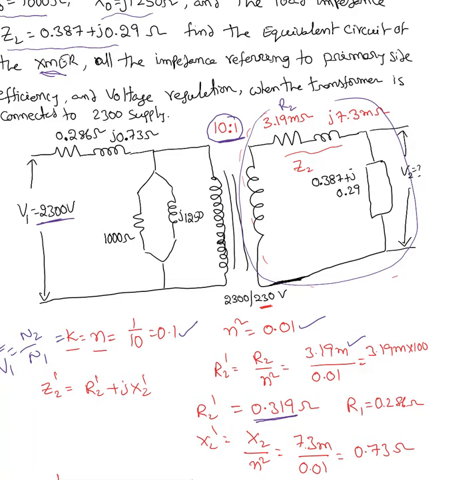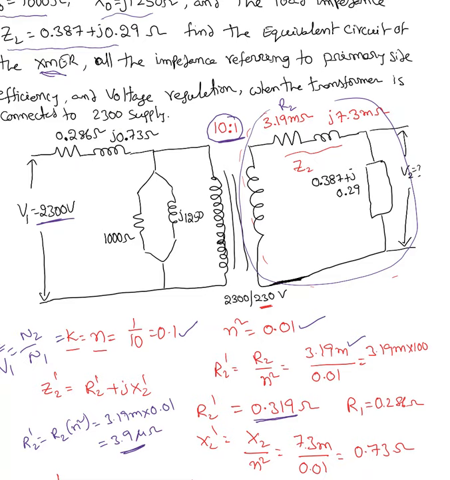Now I always get confused whether I multiply with N square or divide by N square. Now for example, say I forgot and I multiplied by N square. So R2 prime equal to, say I multiplied with N square, then what happened? It is 3.19 milli times 0.01, which gives me around 31.9 microohms.